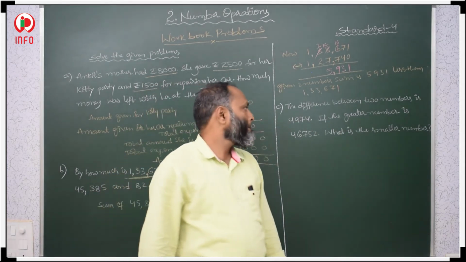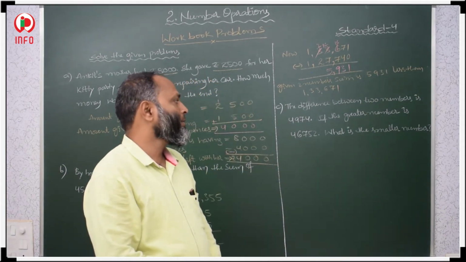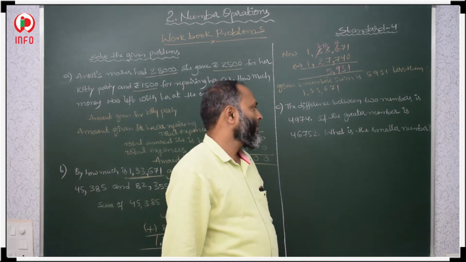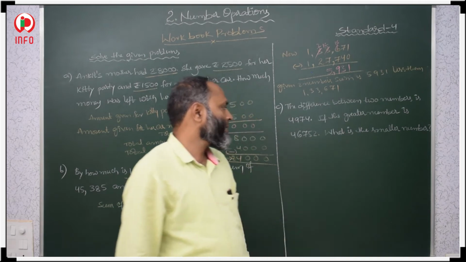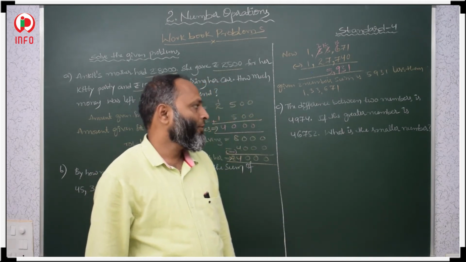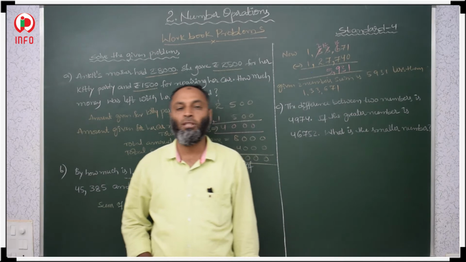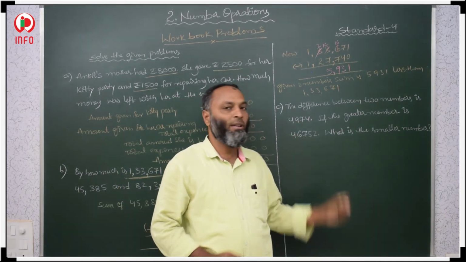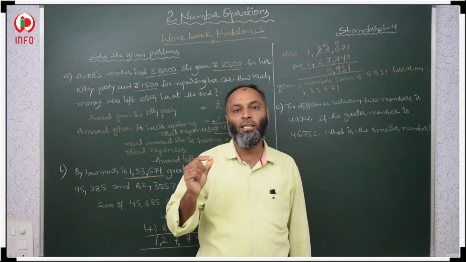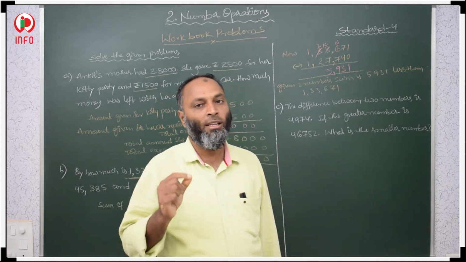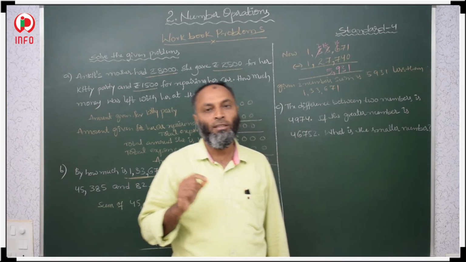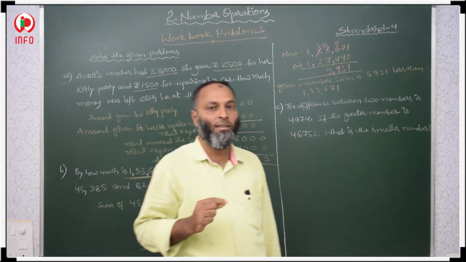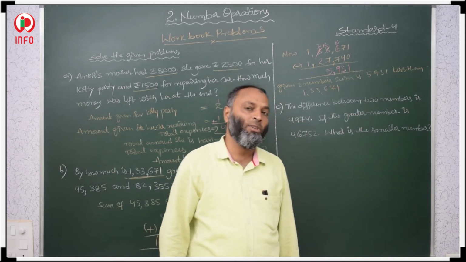Now, the third question. The difference between two numbers is 4,974. If the greater number is 46,752, what is the smaller number? Here the difference is given and the greater number is given. It means minuend is given and the difference is given. Then we have to find the subtrahend. So how to find the subtrahend? Minuend minus difference, then you will get the subtrahend.